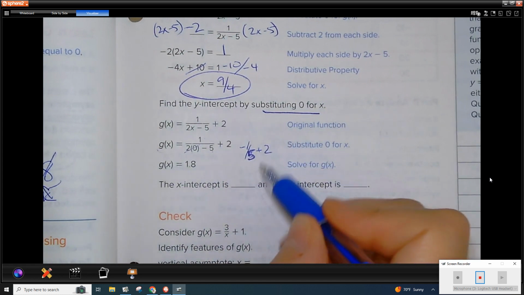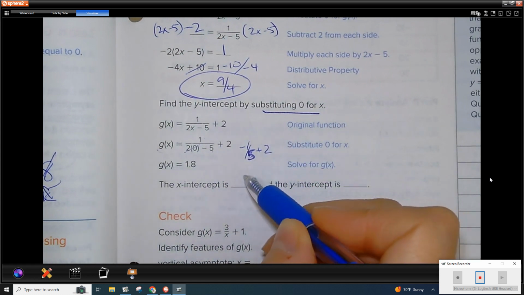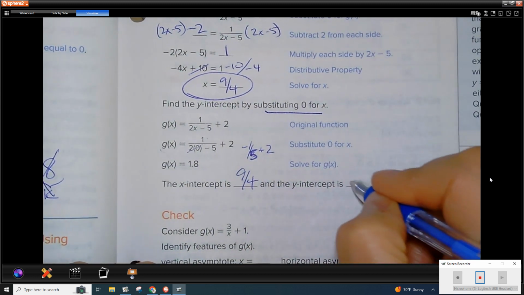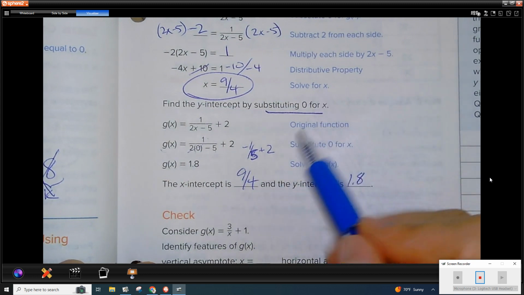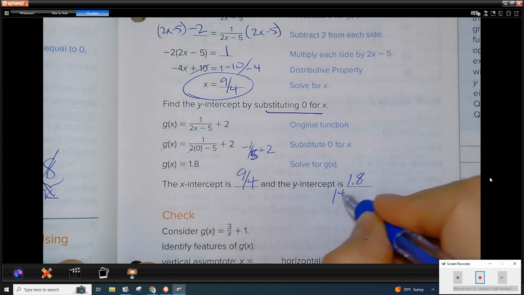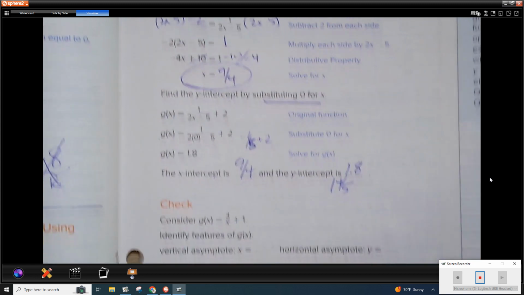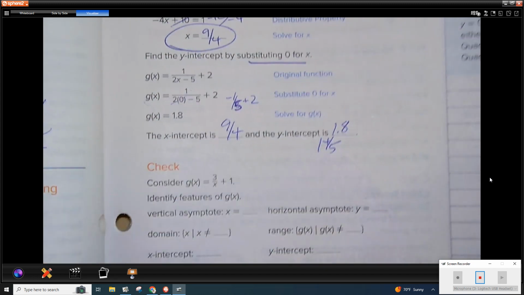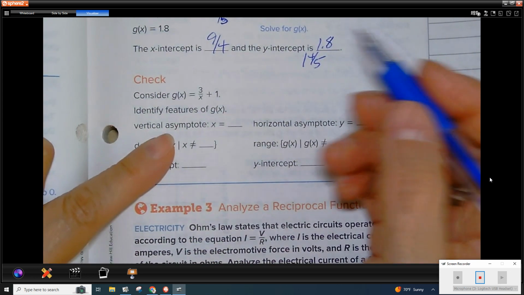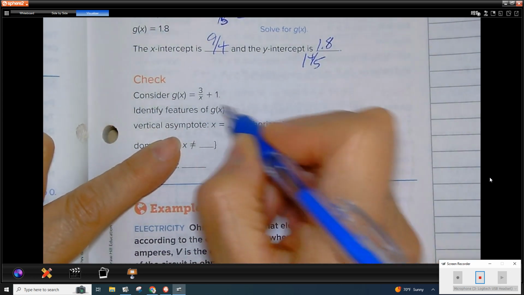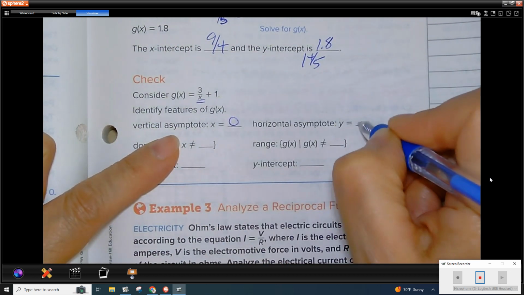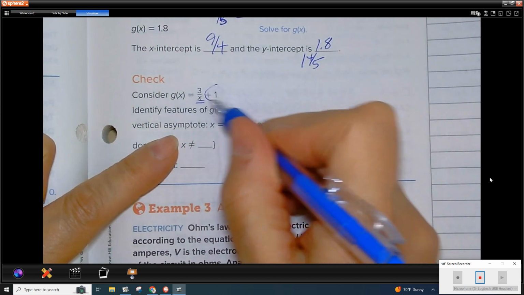The x-intercept is 9/4, which I don't know that in a decimal. And this one is 1.8, or if you wanted to do that, that's 1 4/5. Okay, if you want to do a fraction. But when you're graphing, you actually need the exact value. So let's do the check. Vertical asymptote is 0 because there's no plus or minus there, so x equals 0. Horizontal is 1, positive 1, which is that one. Okay.